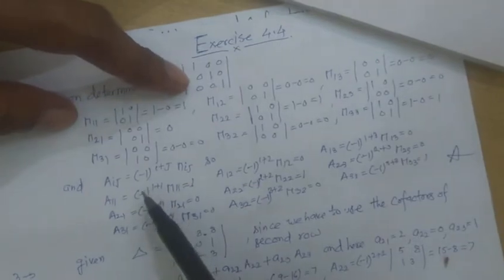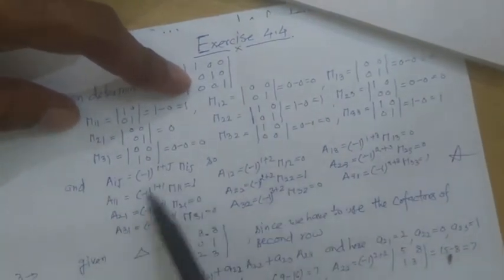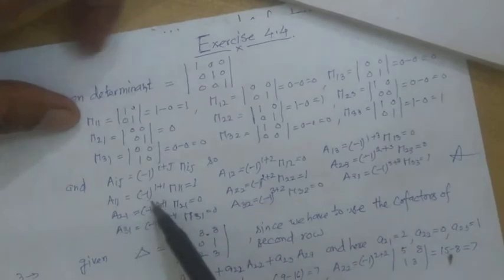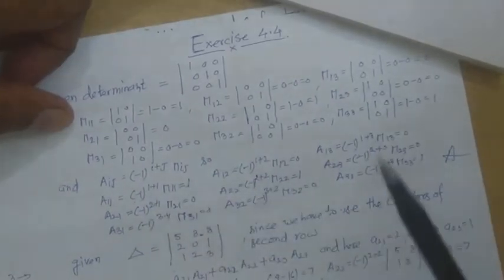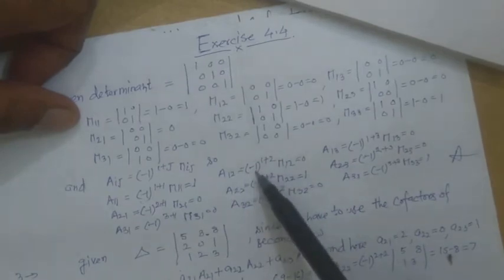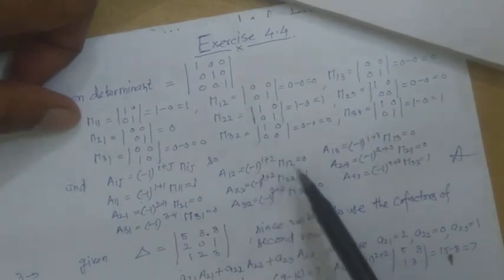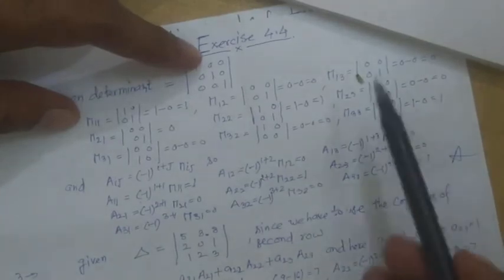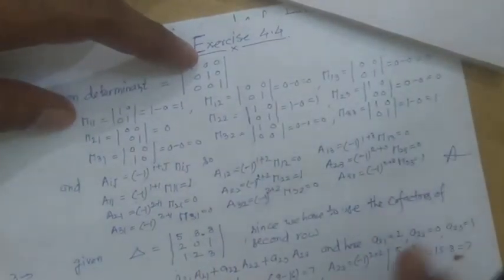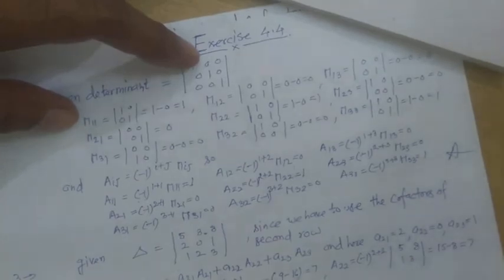And the cofactor A11 is equal to minus 1 power 1 plus 1 M11, that is 1. A12 is minus 1 power 1 plus 2 M12, which is equal to 0. Similarly, you can find the rest. It is a very easy concept to find out the cofactors and minors.